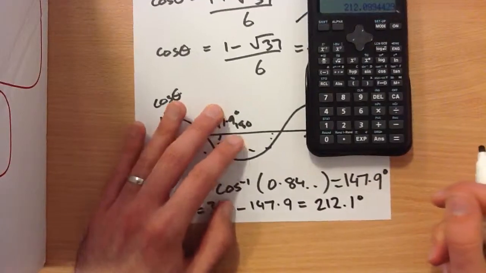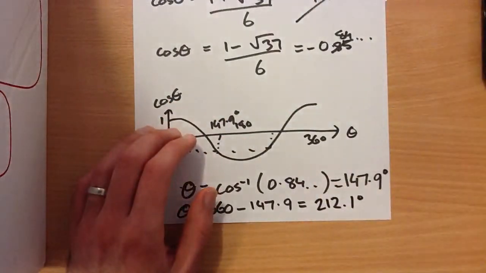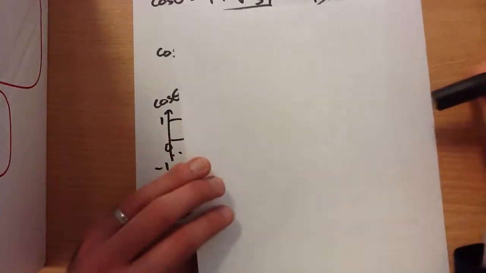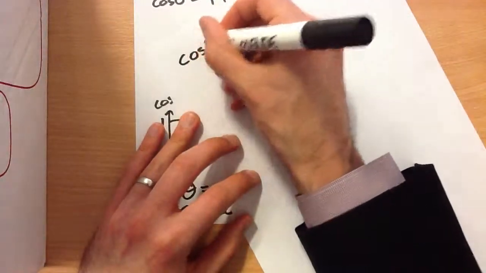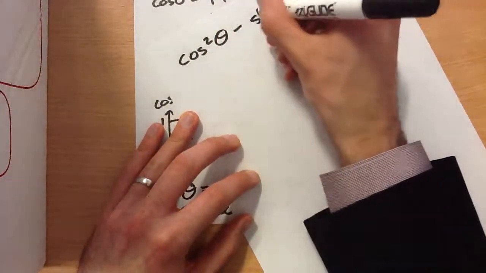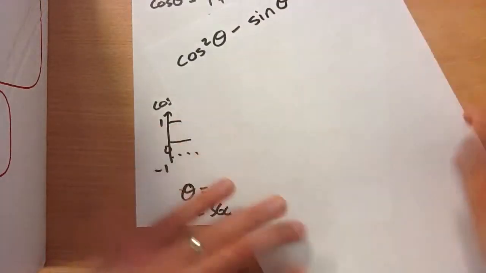So a question for you to try now. I'd like you to try to solve cos squared theta minus sine theta equals 0.